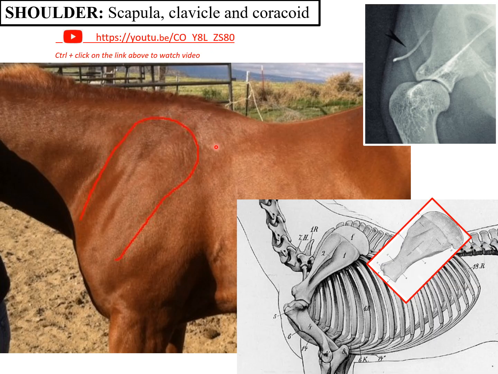Okay, so let's proceed. The bones of the shoulder region, we said, include the scapula, the clavicle, and the coracoid. Now, I must inform you that out of these three bones, the one that is most developed is the scapula. The scapula is the one that is most developed amongst the three of them.